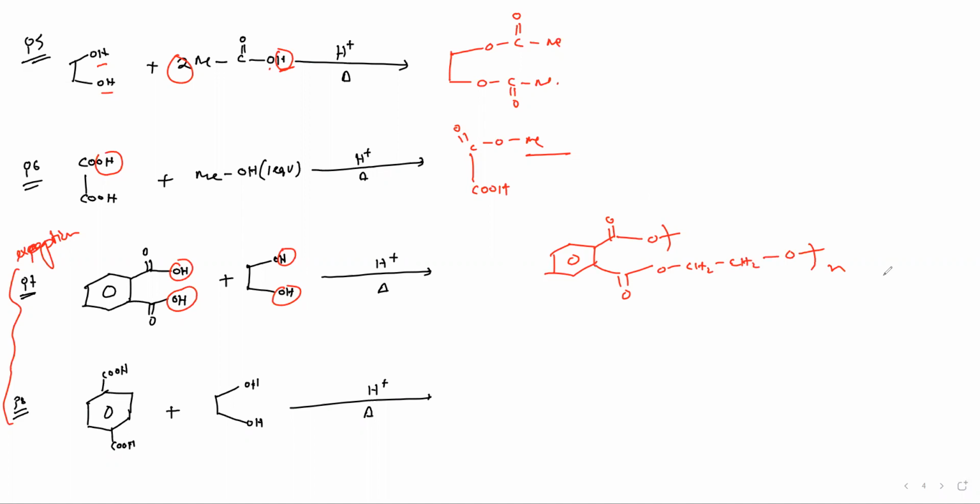Now, what is the name of the polymer? This is a glyptal polymer. Glyptal is an inner lining polymer, which is required for inner lining or the paint industry, or you can say.